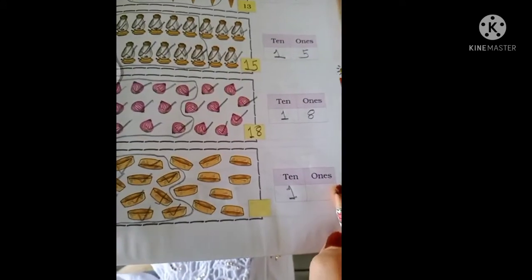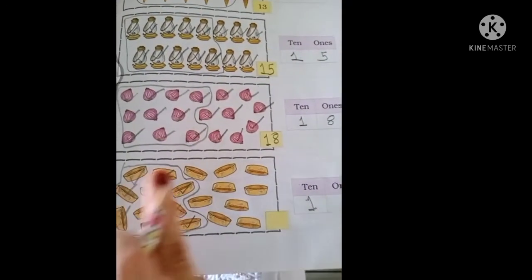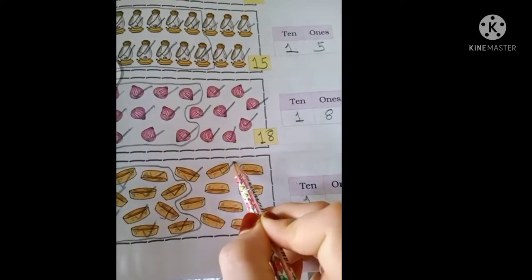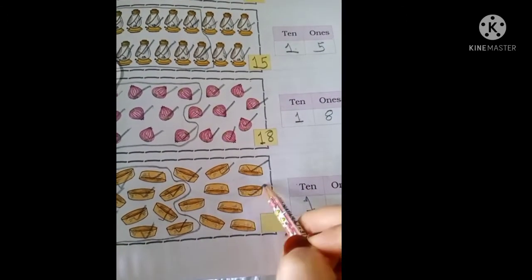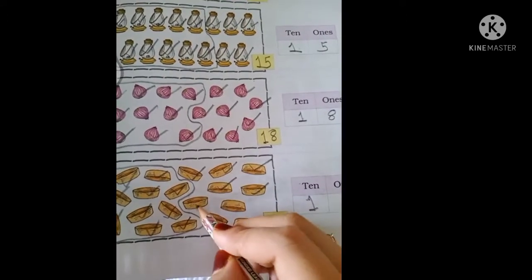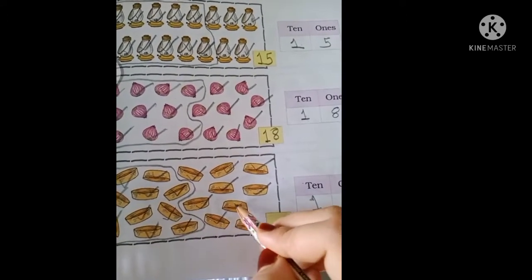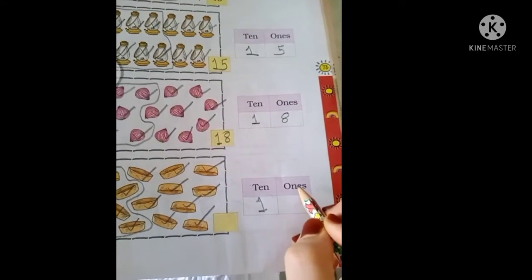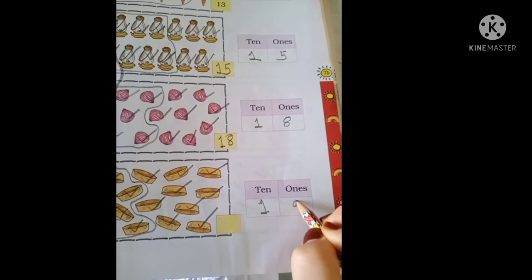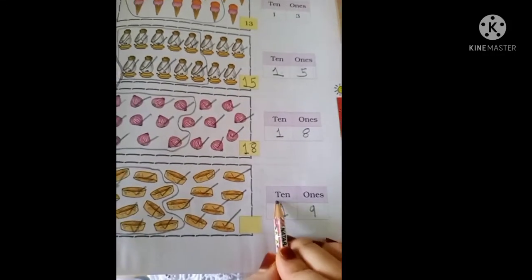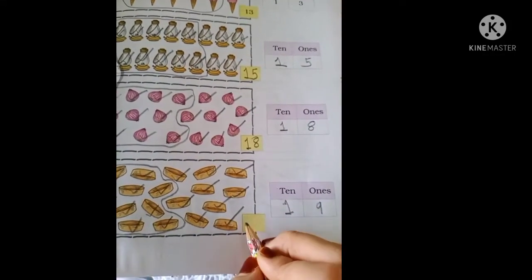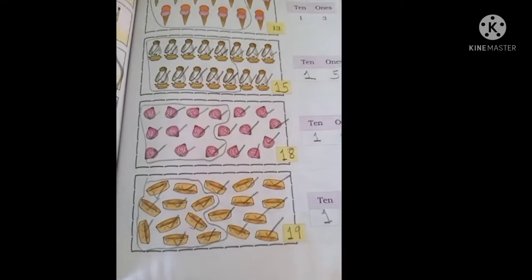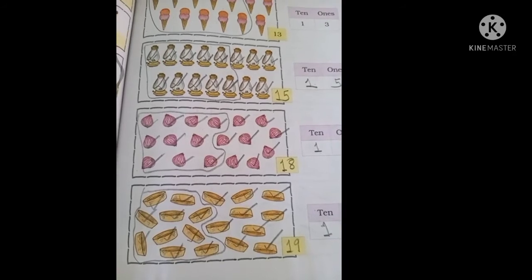Now at the 1 place, after making the group of 10, how many do we still have remaining? So let's count 1, 2, 3, 4, 5, 6, 7, 8 and 9. How many remaining? 9. So at the 1 place you have to mention 9. So 1 ten and 9 ones. So which number? 1, 9, 19. Is it clear everyone? Understood? Find the number.